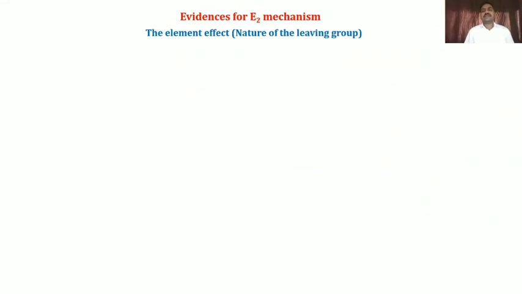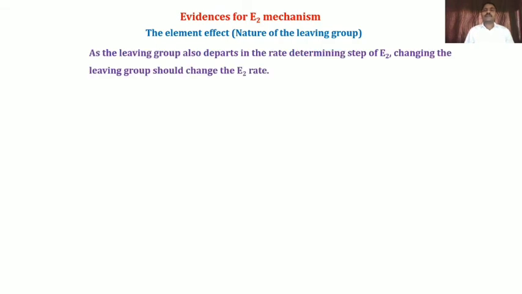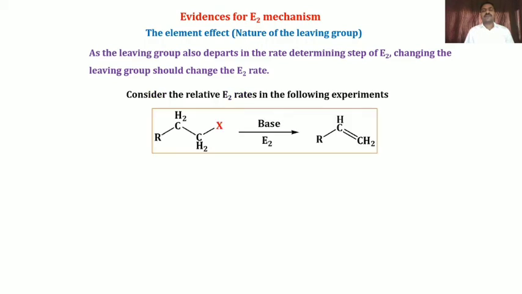The second evidence is the element effect, that is the nature of the leaving group. As the leaving group departs in the rate determining step of E2, changing the leaving group should change the E2 rate. If we change the leaving group, there should be a change in the rate of reaction if the C alpha X bond breaks in the rate determining step. So let's consider this reaction to study the relative rate of the E2 reaction. Here we will change this X. All other conditions for the reaction are the same except X.